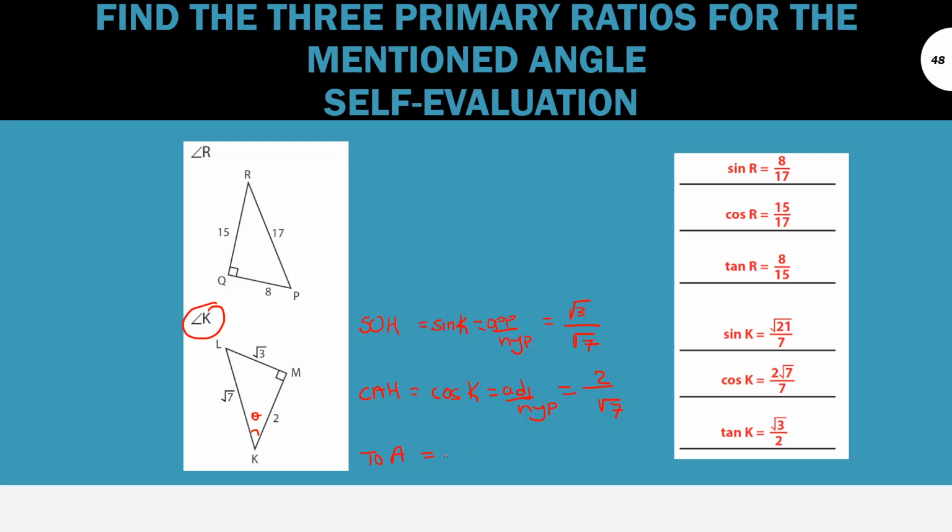So I shouldn't have actually put that there because it was just an acronym really. So tan of k equals opposite over adjacent. So our opposite is root 3 and our adjacent is 2. There we go. Alright, moving on.